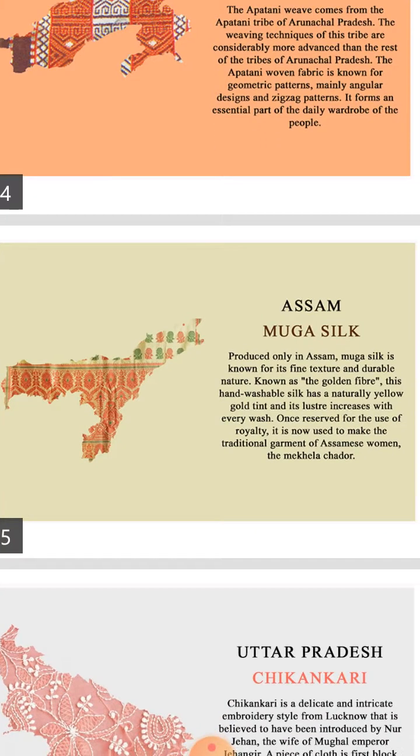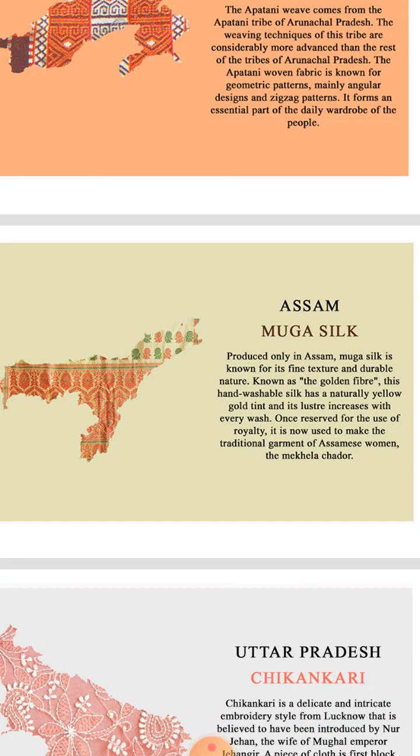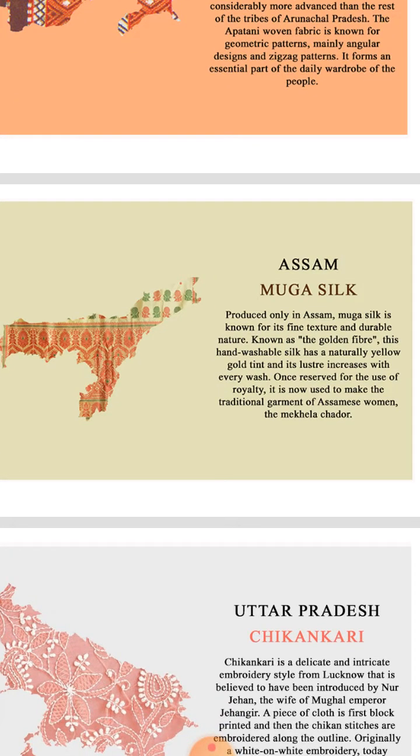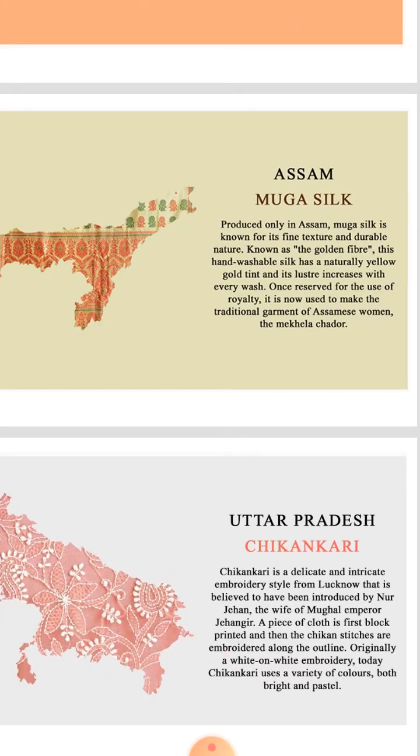Next, moving to the state of Assam, Muga silk. It is very famous among Bengalis and also in states of eastern India like Orissa. It is produced in Assam and is known for its fine texture and durable nature, known as the golden fiber. This hand-washable silk has a naturally yellow-gold tint, and its luster increases with every wash. Once reserved for royalty, it is now used to make the traditional garment of Assamese women, the mekhela sador. So we can see how royal one can look in this Muga silk.